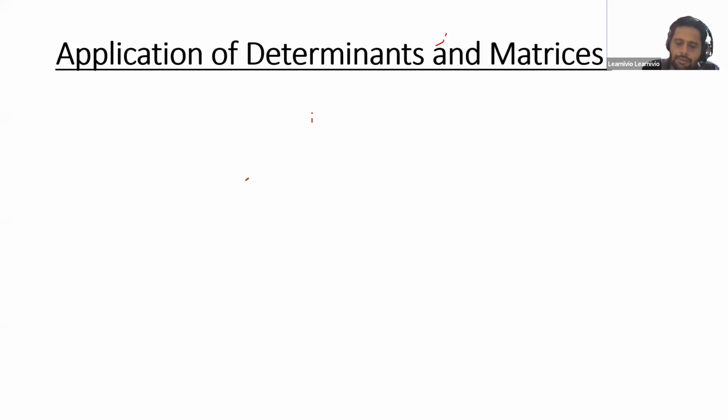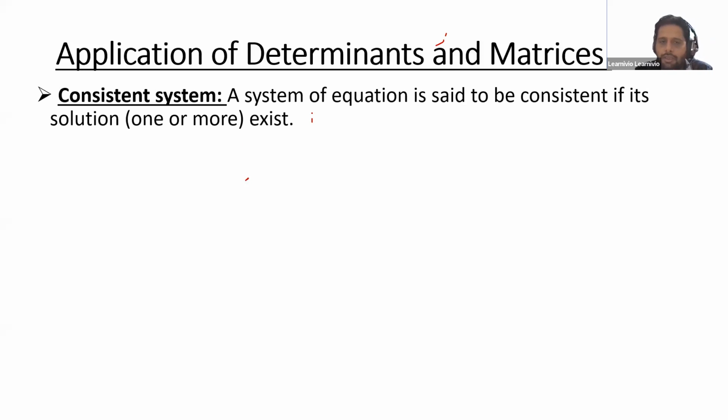Okay, so first thing is consistent system. Anyone can tell me when we can say that the system of equation is consistent? When the solution exists. Okay, so for example, if we have two equations, 2x plus 3y is equal to 4, 4x plus 8y is equal to 6. Suppose we have these two equations.